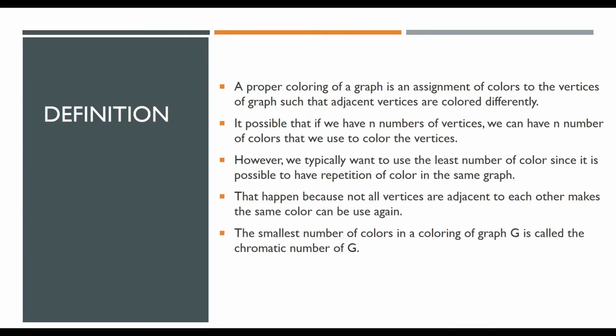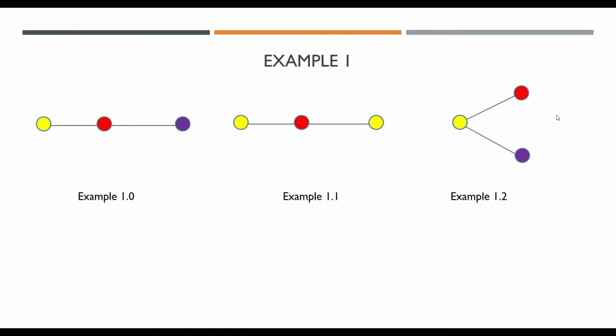However, we typically want to use the least number of colors, since it is possible to have repetition of color in the same graph. That happens because not all vertices are adjacent to each other, which makes it possible for the same color to be used again. And the smallest number of colors in a coloring of graph G is called the chromatic number of G. This is example 1.